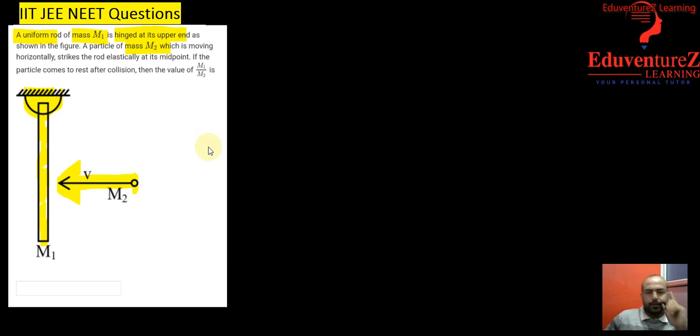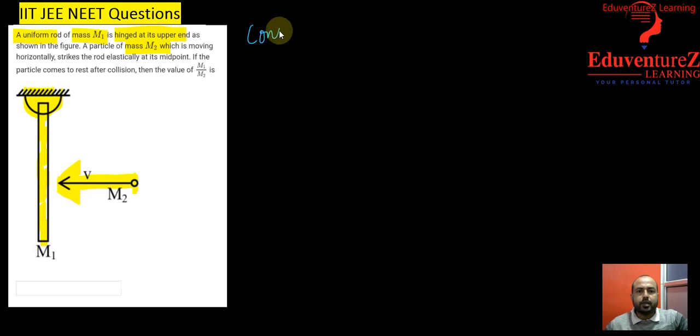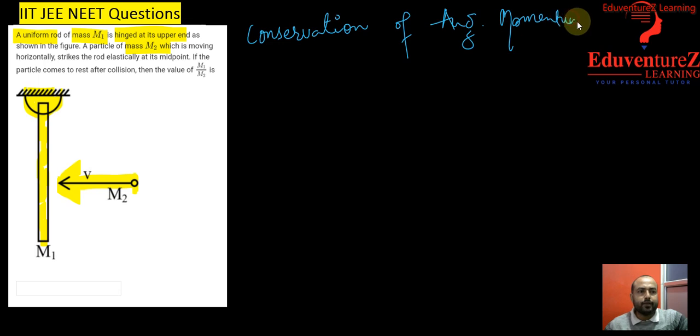So we will use the concept of conservation of angular momentum. The conservation of angular momentum says that if the net external torque acting on any system is zero, then the initial angular momentum is equal to the final angular momentum.